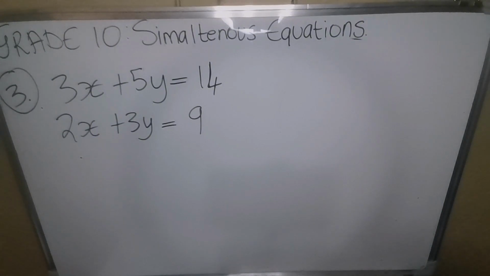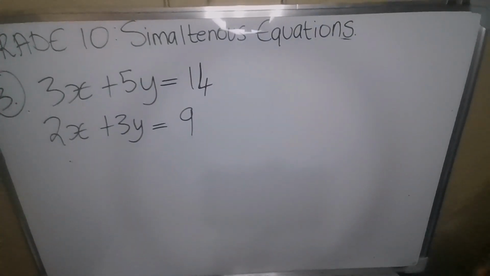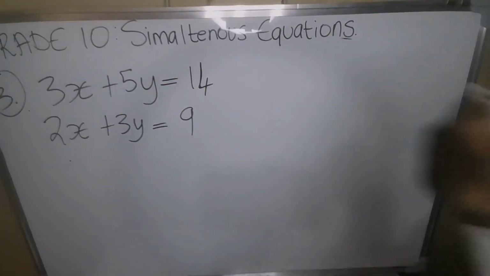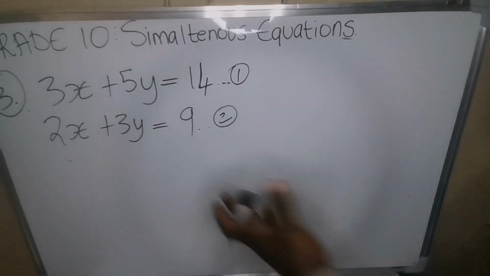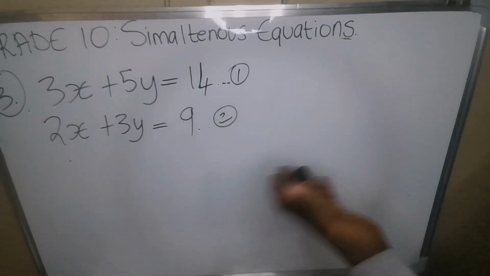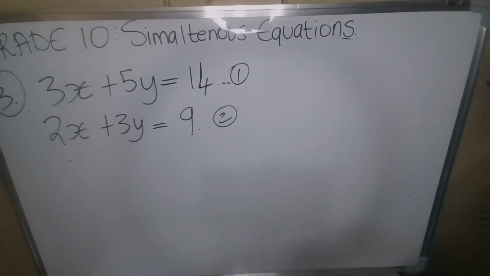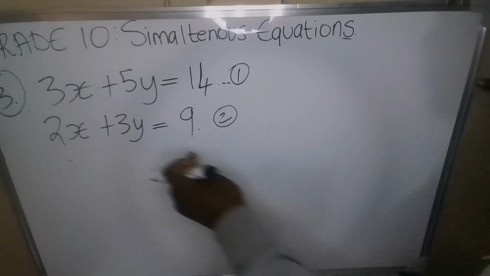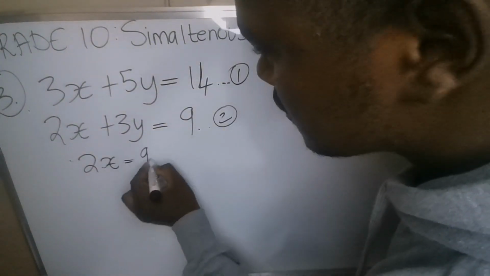One of the ways to simplify this is by making any of the two variables our subject of the formula. It can be x or y, any of the two. I'll use equation number 2. Let me choose x to be my subject of the formula. I'm going to transpose this 3y to the right. I'm going to have 2x is equal to 9 minus 3y.